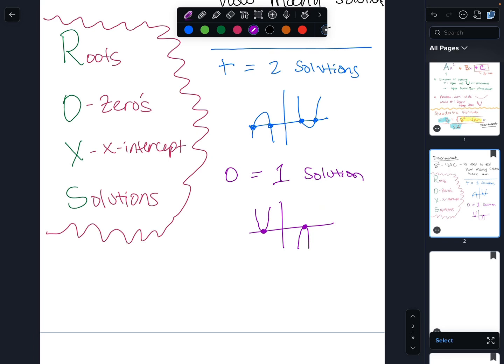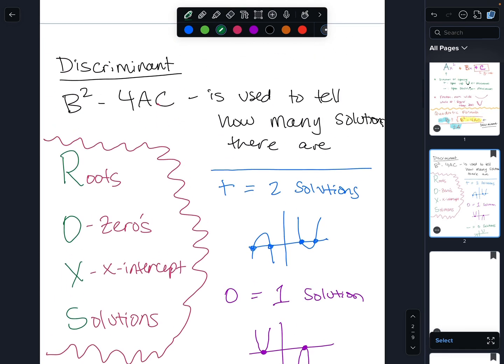And then if your answer happens to be negative, this is 0 solutions. Or you can put no solutions. And what that will look like is your graph did one of these or one of those. It never touches the x-axis at all. Okay? So that's what your pictures look like utilizing the discriminant.